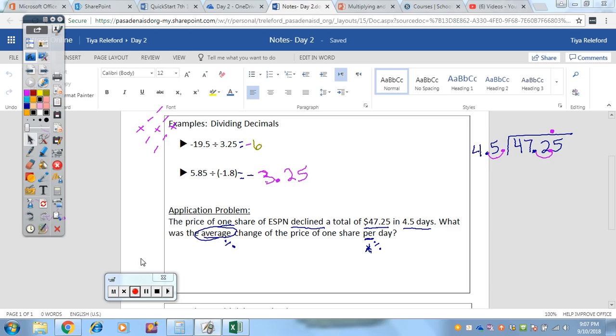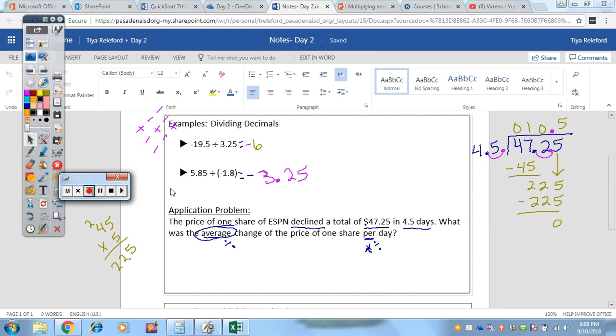Hit pause and see if you get the same number I get. So hit pause, work it out. Push pause and work out the problem all by yourself. And then compare your answer to mine. Okay, so if you're watching, it means you've turned the video off, you did this problem right here. Your answer should be 10.5. So, what was the average change of the price of 1 share per day?